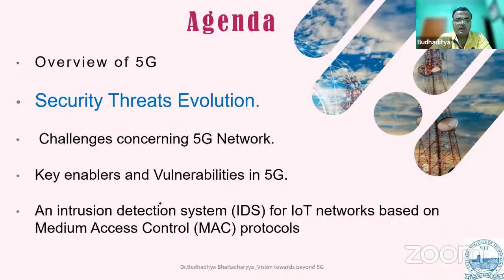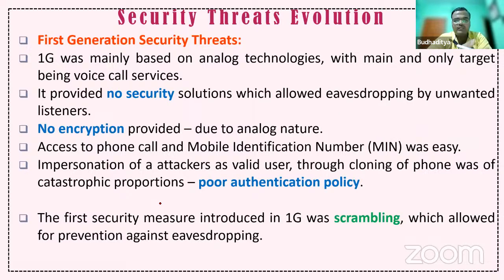Now, coming to the next part, which I told you about, we come to the security aspect of it, where we will lead our discussion. So the security threats evolution, how it happened from 1G to 5G. When we come across 1G, I already told you that there was no security policy as such which was imposed on it.